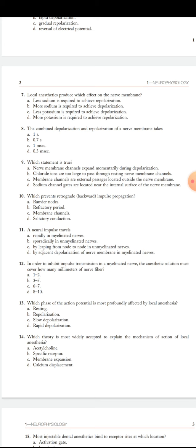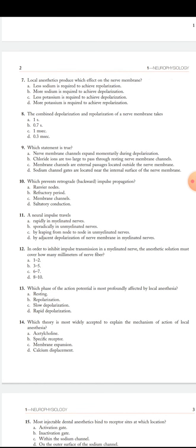Question number 11. A neural impulse travels rapidly in myelinated nerves, sporadically in the unmyelinated nerves. C. By leaping from node to node in unmyelinated nerves. D. By adjacent depolarization of nerve membrane in myelinated nerves.